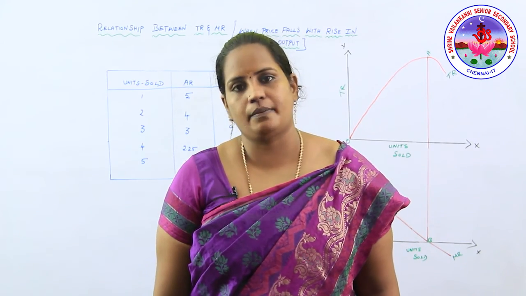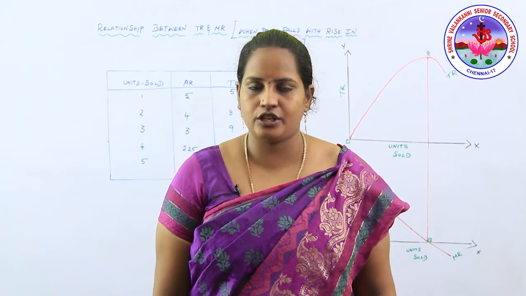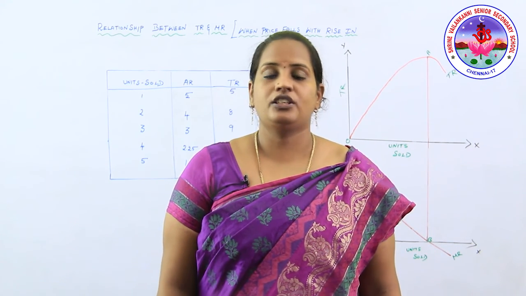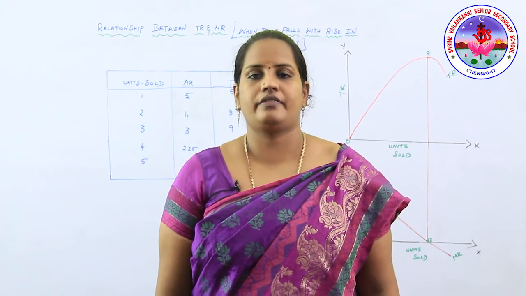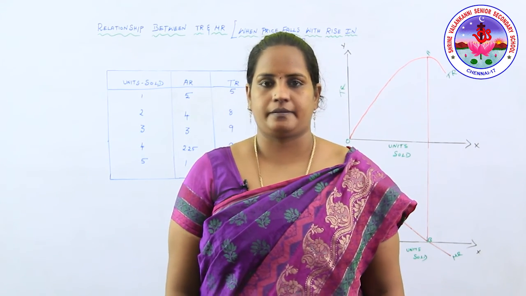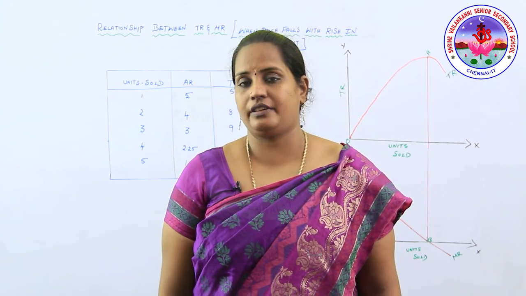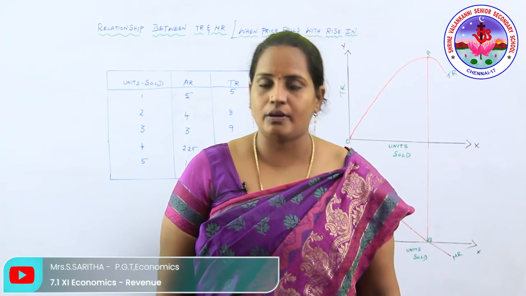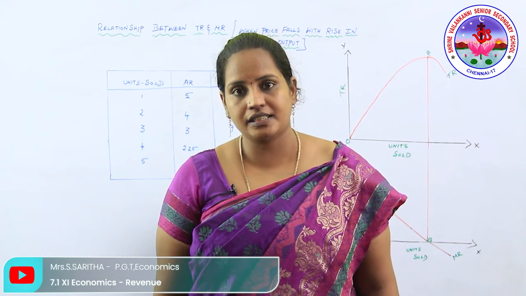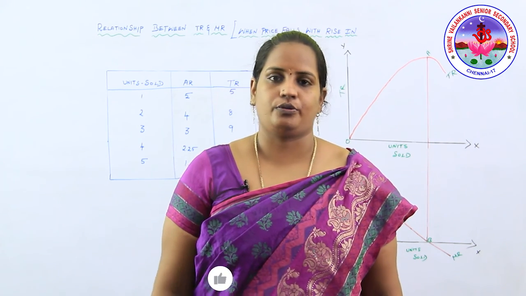And then we have discussed the relationship between average revenue and marginal revenue, and the relationship between total revenue and marginal revenue when price remains constant, and then again the relationship between average revenue and marginal revenue, and between total revenue and marginal revenue when price falls with rise in the output.